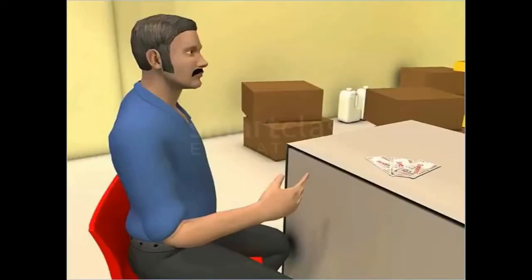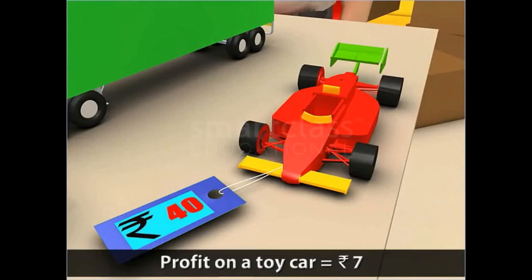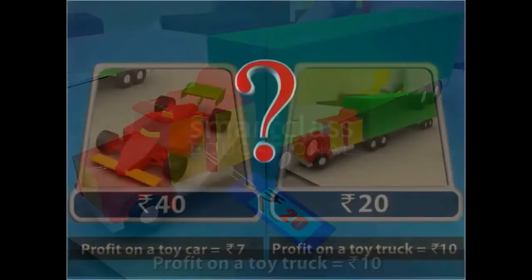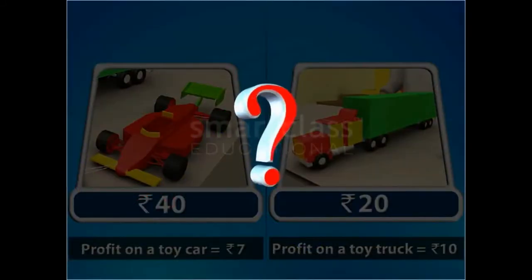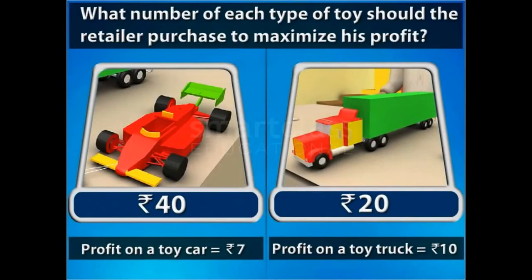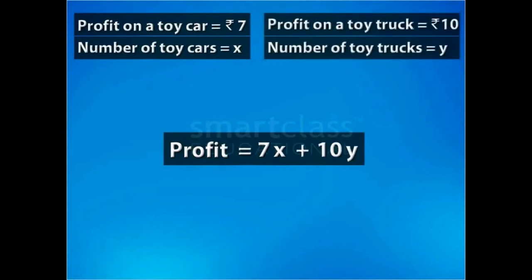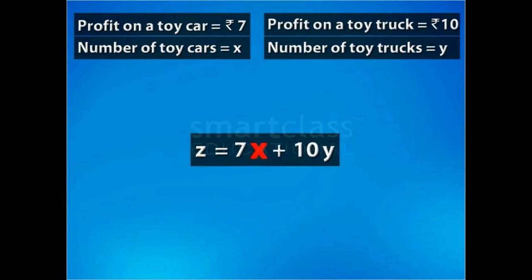Now if the retailer can sell a toy car at a profit of rupees 7 and a toy truck at a profit of rupees 10, what number of each type of toy should he purchase to maximize his profit? The profit of the retailer is given by 7x plus 10y. If we represent the profit of the retailer by z, we need to find the value of x and y for which z is maximum. Such a function that needs to be maximized or minimized is called an objective function.